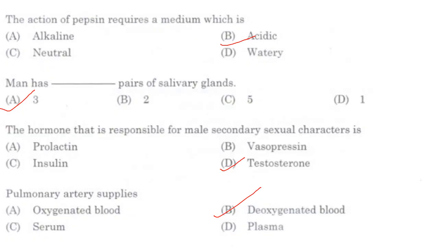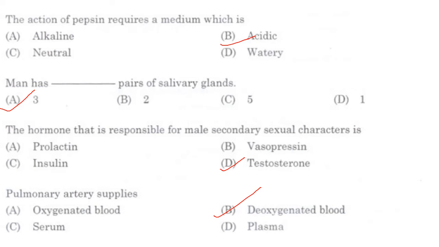The next one. The action of pepsin requires a medium which is acidic. So answer is option B. Man has how many pairs of salivary glands? So man has 3 pairs of salivary glands: the parotid gland, the submandibular gland and the sublingual glands. The hormone that is responsible for male secondary sexual characters is testosterone.